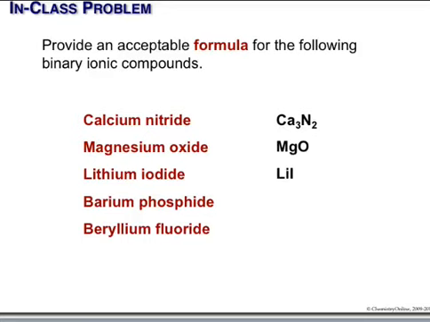Barium phosphide. Barium, group 2 metal, +2. Phosphorus, where's phosphorus? Right there under nitrogen. It's a group 5, isn't it? Therefore, it's going to pick up 3 electrons. So we have +2, -3. Do our crisscross, 3 bariums for every 2 phosphorus.